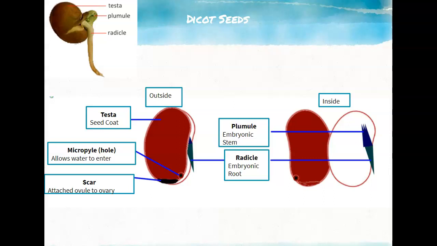So on the outside, the testa is just literally the outside, the seed coat. Micropyle is a little tiny hole in the seed where water enters, and then the scar is where this seed was attached to the ovary. And then on the inside, you have the plumule and the radicle. This is the embryonic stem and root. So it's the very first stem and root that grows from the seed. Remember that I said dicots have 2 cotyledons, which are leaves. So from the plumule, 2 leaves will grow.